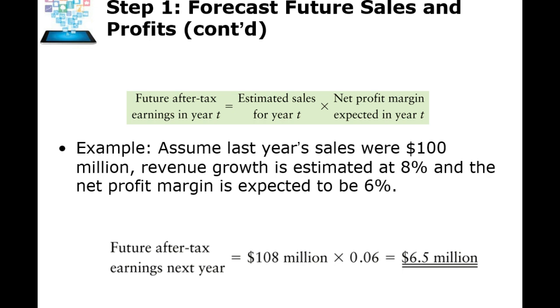So here's the first valuation formula. If we're going to forecast the future earnings, we simply take our estimated sales for the next year and multiply it by our estimated net profit margin. So if we estimate $108 million in sales at a 6% profit margin, we can estimate a $6.5 million future earnings. Very simplistic formula, right?